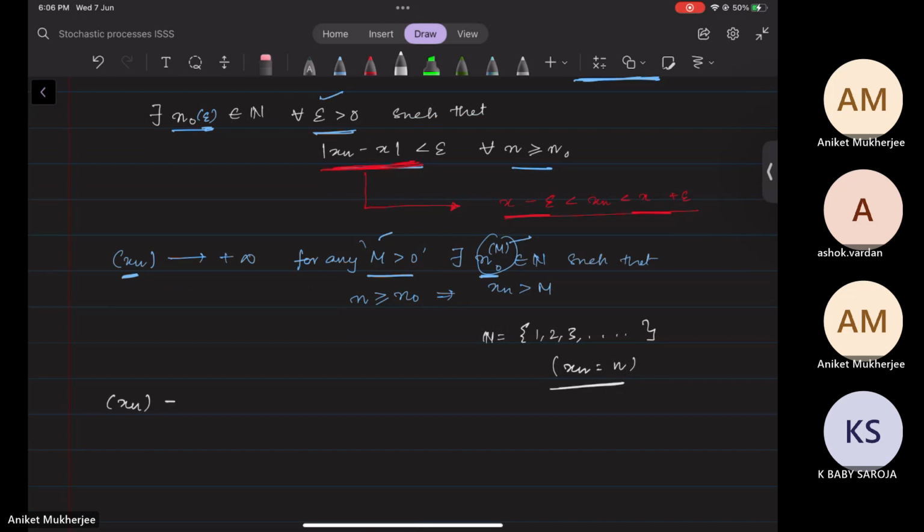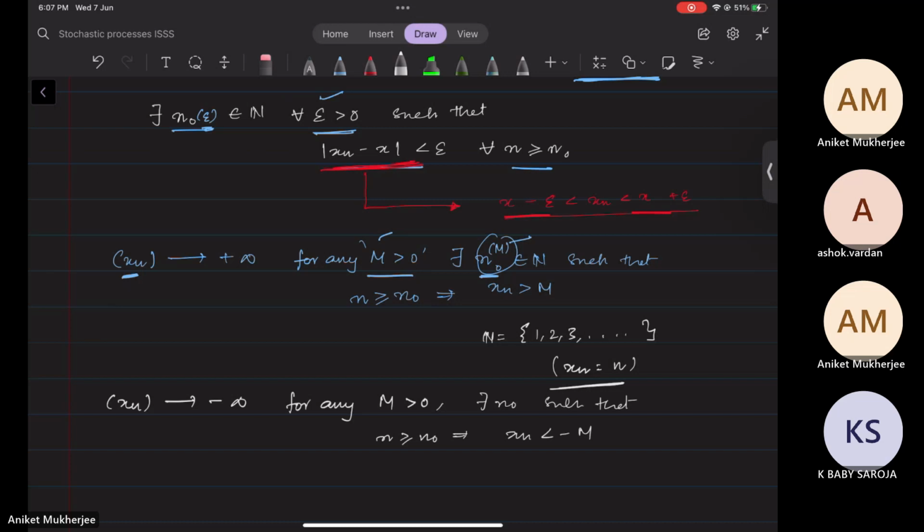Similarly, you can write that a sequence xn goes to minus infinity if for any m greater than 0, there exists n naught such that n greater than or equal to n naught implies xn is less than minus m. So similarly, in the positive case, when you are saying that xn converges to plus infinity, or xn diverges towards plus infinity, what you're saying is there exists a position after which all the elements in the sequence will be greater than that number.